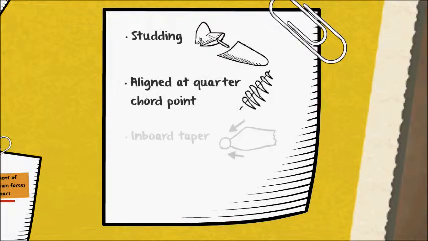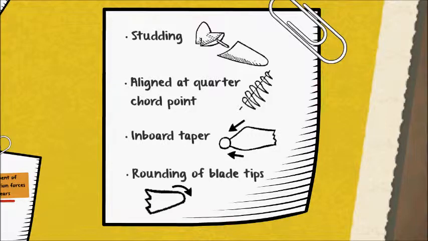Inboard taper. The inboard area of the blade is tapered into the hub as the aerodynamic effects of this area would be negligible. Lastly, rounding of blade tips. The edges of the blades are rounded in order to reduce drag at the tips. This is based on the principle that elliptical wings have the highest efficiency compared to other designs.